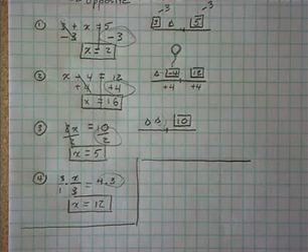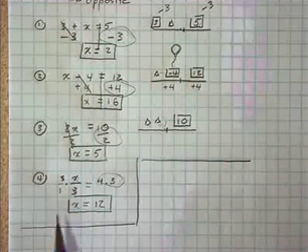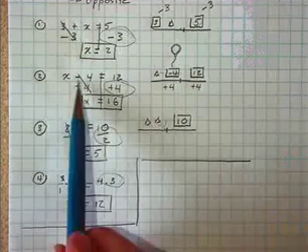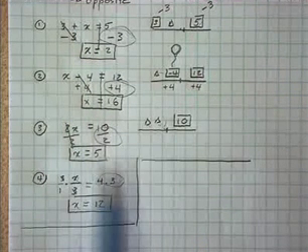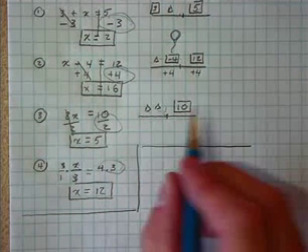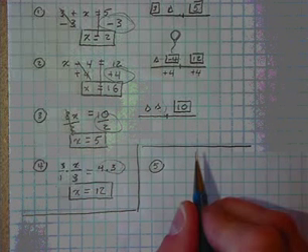Yes, ma'am? So you always do the opposite? Yep, always. That's the inverse operation. So to get rid of addition, you subtract. Get rid of subtraction, you add. And everything is its opposite. They're not always going to be one step, though. Sometimes you'll have more than that.